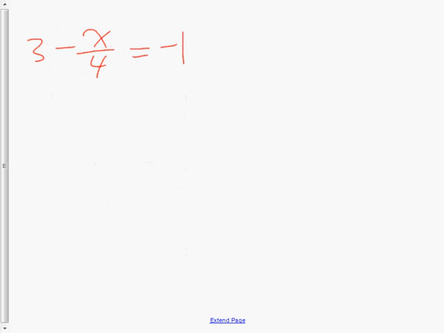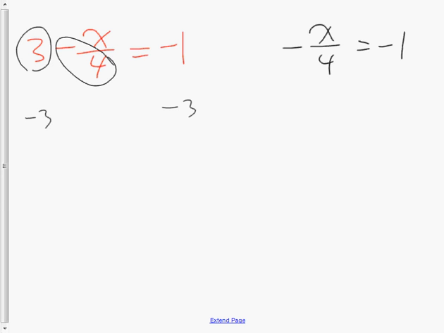In the next example, we have a constant, and we have a coefficient and a variable. First thing I do is get rid of that 3 by subtracting 3 from both sides. I end up with this. So I end up with a -1/4 x equals -1. Now there's 3 different ways you can write that. You can write it the way I just wrote it up top.